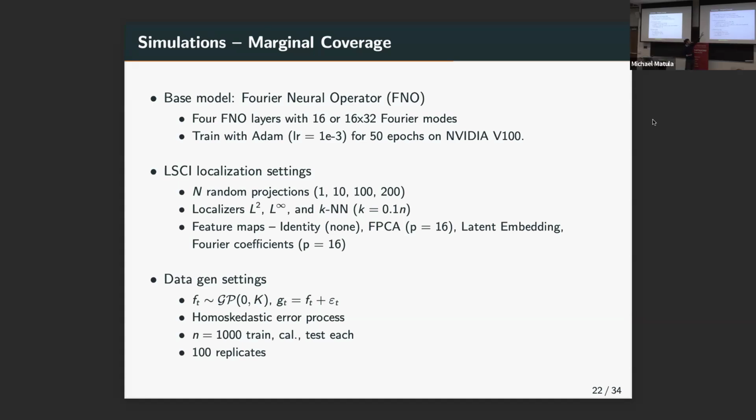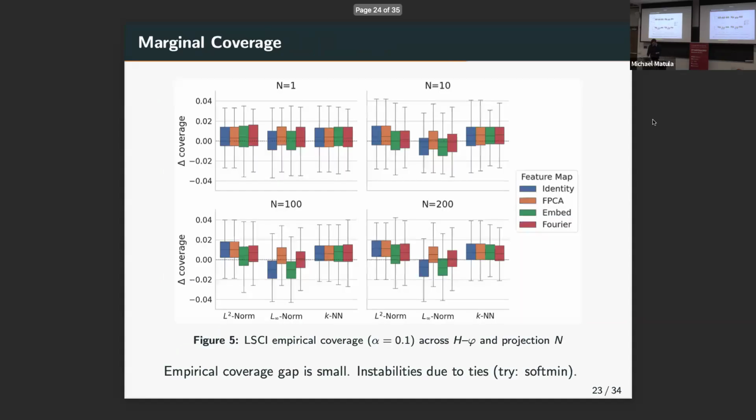So we're going to look at taking different numbers of projections, so different numbers of phi. We're going to look at 3 different types of localizers, and 4 different kinds of feature maps. For this problem, we generated very simple data, where we just simulate fairly smooth Gaussian process data, and just had a nice little deterministic code here. I'm sorry, I dropped the gamma that should be wrapping phi here. So there's a little bit of a deterministic transformation of FXT, plus a heteroscedastic error process.